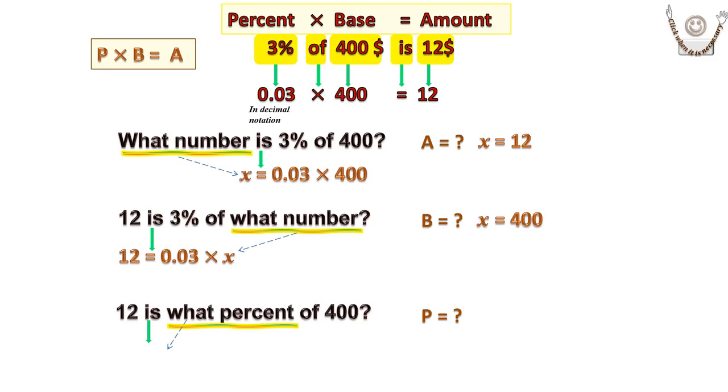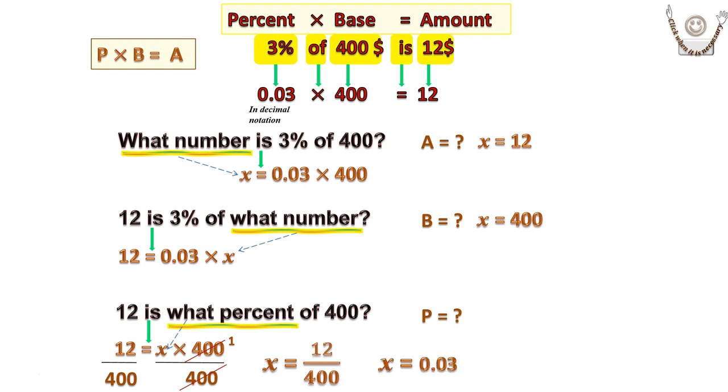And the last type, 12 is what percent of 400? As you remember, the equation will be 12 equals x times 400, and we are looking for x. We have to divide both sides by 400 and then simplify, because 400 divided by 400 is just 1. So x is 12 over 400. You can use your calculator and you will see 0.03.